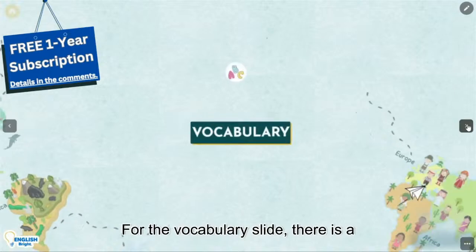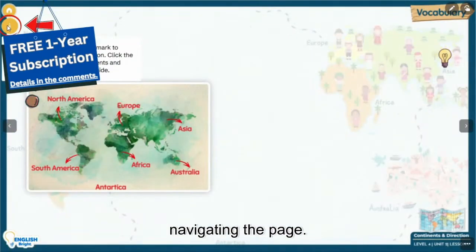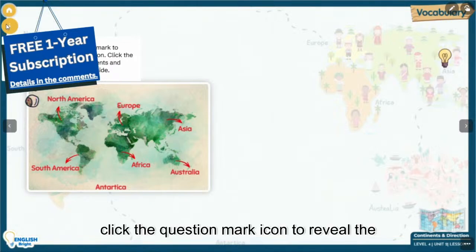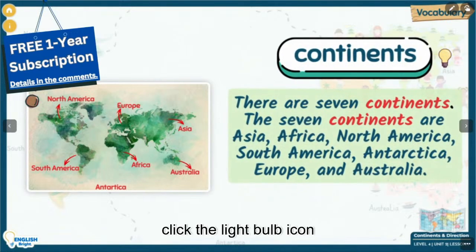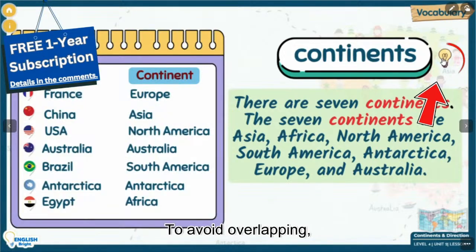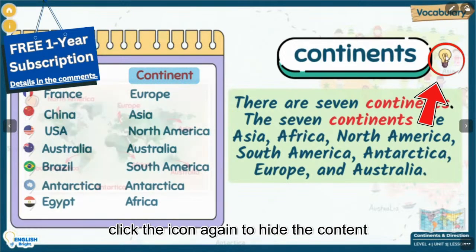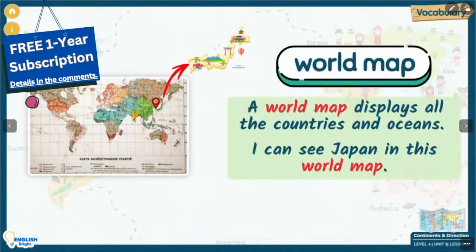For the vocabulary slide, there is a tooltip button that provides guidance on navigating the page. As instructed, click the question mark icon to reveal the word and its definition. Next, click the light bulb information. To avoid overlapping, click the icon again to hide the content before moving on. Repeat this process for all the vocabulary words.